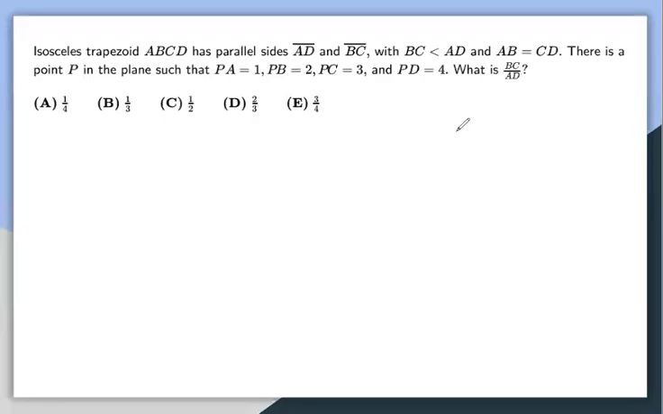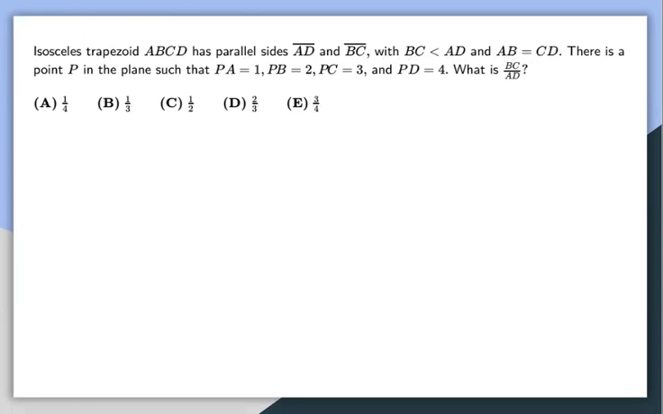Hello, one. So we have another AMC 10/12 problem. This was number 23 on the 10A and number 20 for 12A. So it's an interesting question. We have a trapezoid ABCD, and one side is smaller than the other one. And then AB is the same as CD.